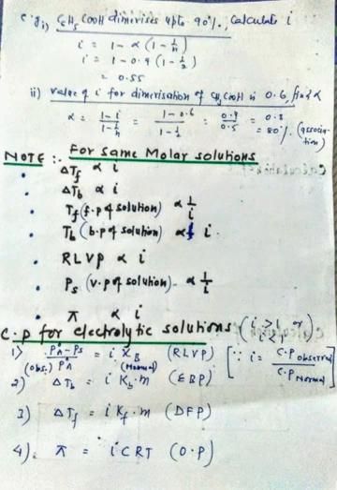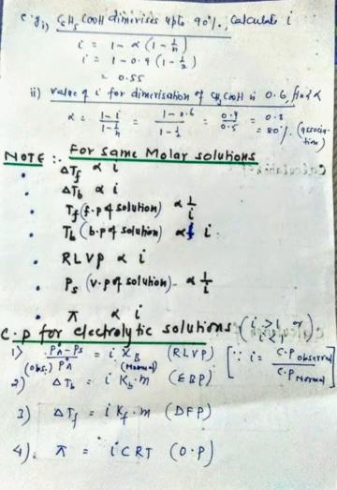Similarly, delta Tb, that is elevation in boiling point, is equal to i, that is van't Hoff factor, into Kb into molality. Delta Tf, depression in freezing point, is van't Hoff factor into Kf into molality, and pi is van't Hoff factor into CRT. So these are the modified colligative properties. So if we have such type of solutions in which the solute is electrolytic in nature, we will apply these formulas for the calculation of colligative properties.